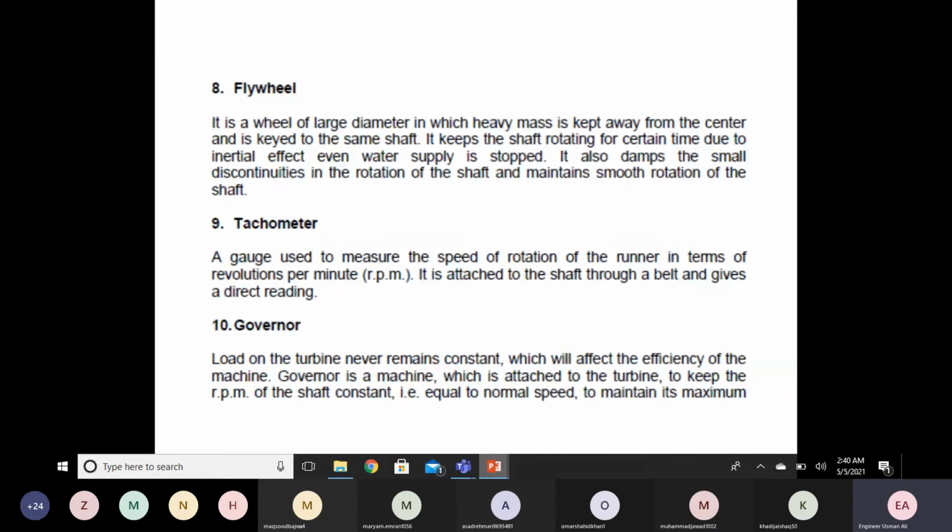Flywheel. So I have shown in the photograph, flywheel is a large diameter wheel having heavy mass kept away from the center and is keyed to the same shaft. It keeps the shaft rotating for certain time due to inertial effect, even when water supply is stopped, and also it damps the small discontinuities in the rotation of the shaft and maintains smooth rotation of the shaft.